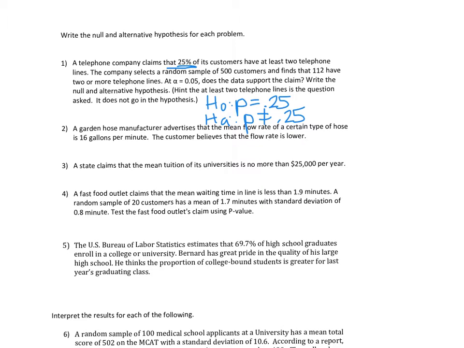Then number 2 says a garden hose manufacturer advertises the mean flow rate of a certain type of hose is 16 gallons per minute. So mu equals 16. So again, that's H0 because it has the equal sign. Here it says the customer believes that the flow rate is lower, so that gives me a direction. That means I'm going to write that the mean is less than 16.